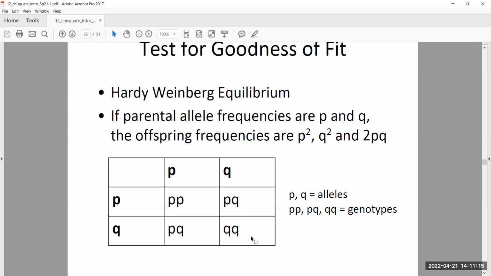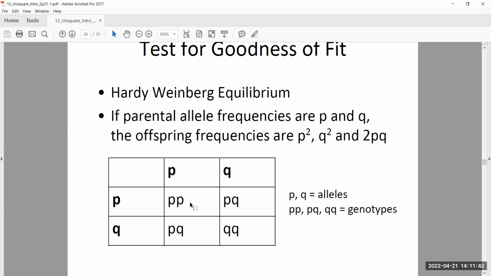So p and q are the alleles. And then when we combine two of those alleles together in an offspring, that is the genotype. So the genotypes are going to have two alleles together. And if we have the allele frequencies, because we're multiplying together the probability of getting a p allele and a p allele, we're going to multiply together the frequencies.